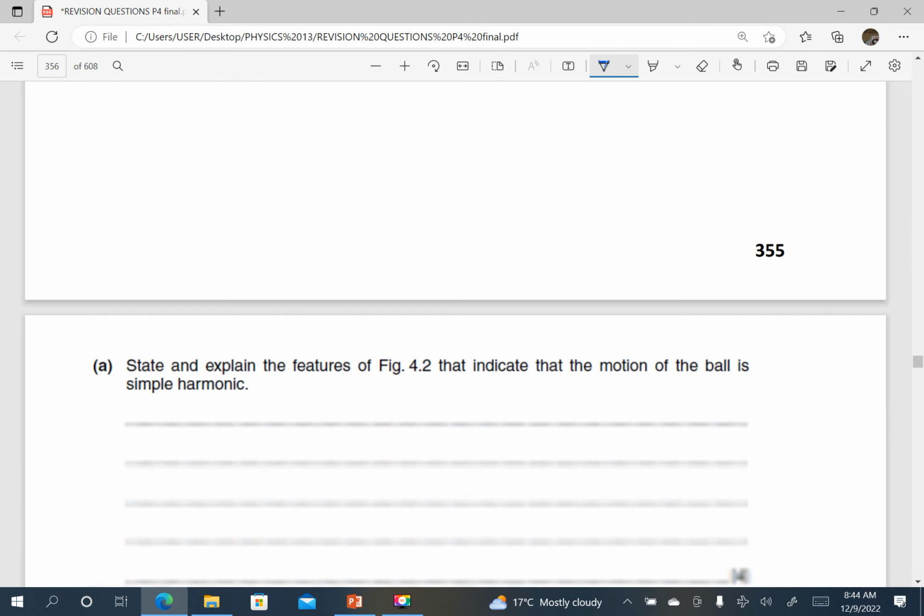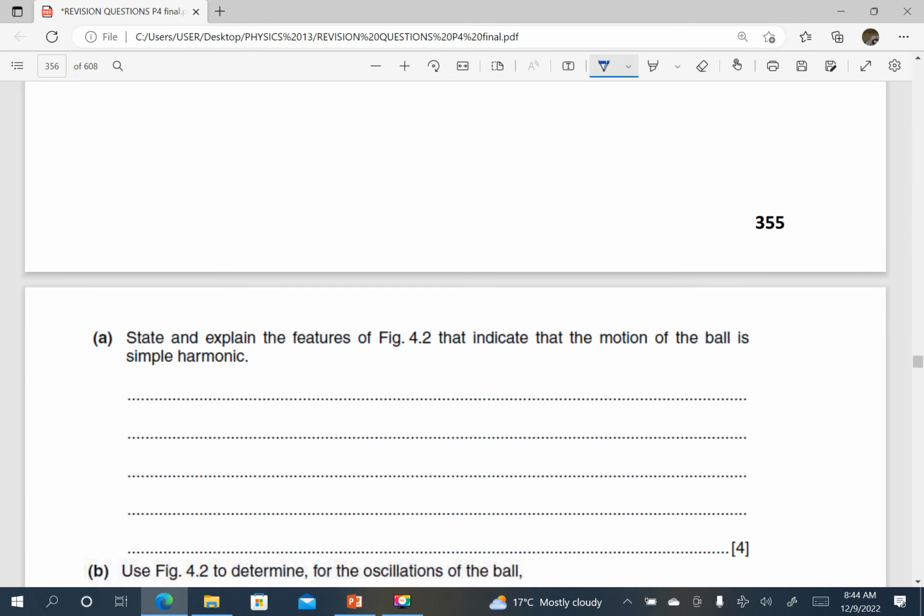So the first question is, state and explain the features of the figure that indicate that the motion of the ball is simple harmonic motion. We have seen it is a straight line through the origin. So number one, straight line through the origin. A straight line through the origin shows that acceleration is directly proportional to displacement.